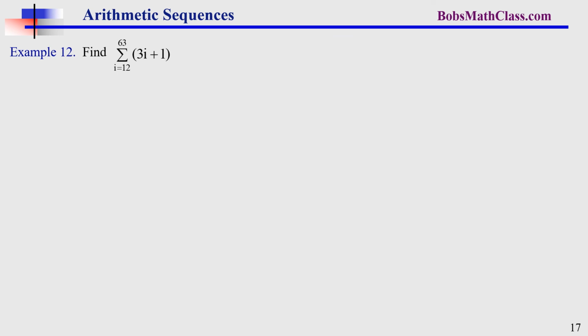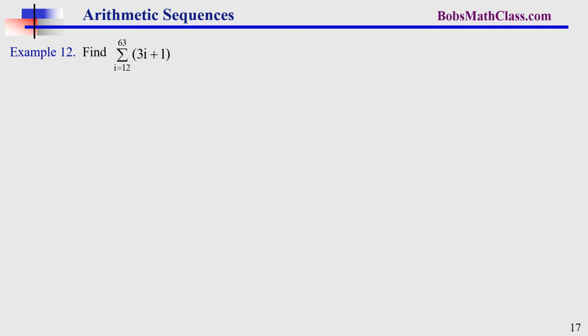Let's do another one. The sum of 3i plus 1. And by the way, as soon as you see a number times i plus or minus a number, that's an arithmetic sequence. That's the pattern: ai plus k or ai plus b.